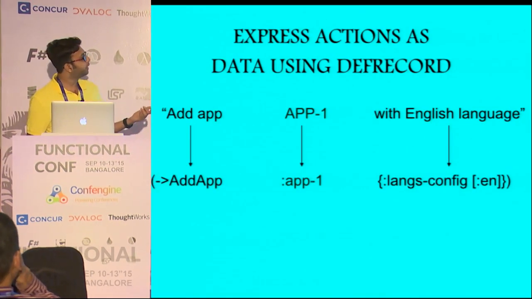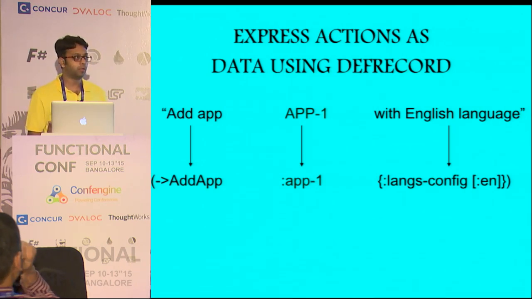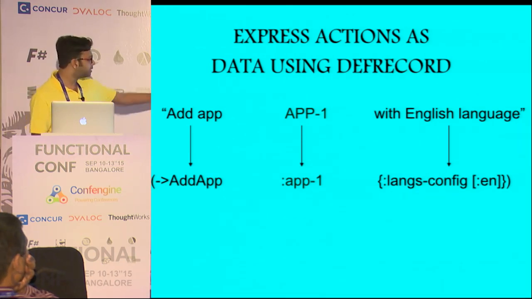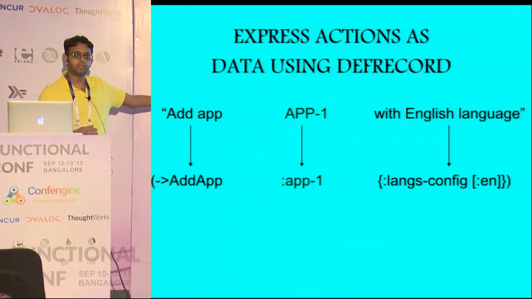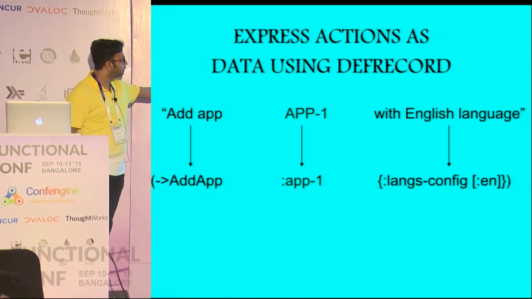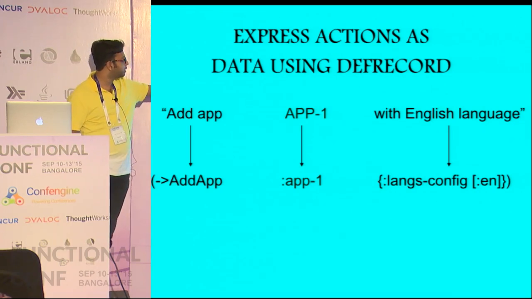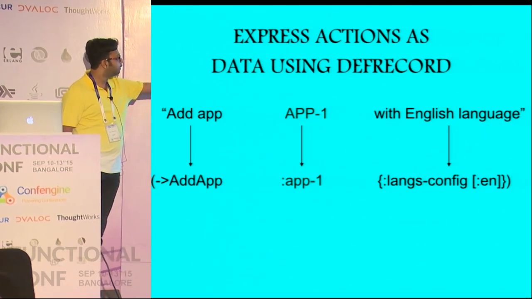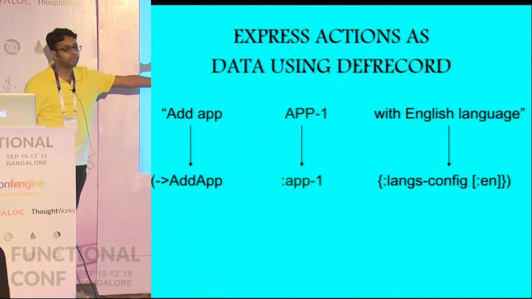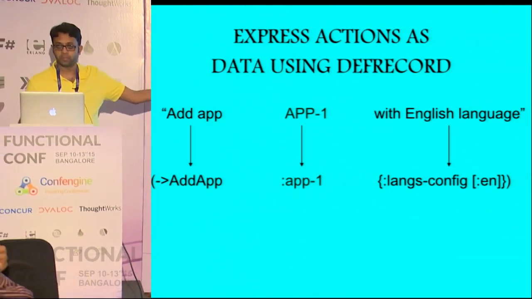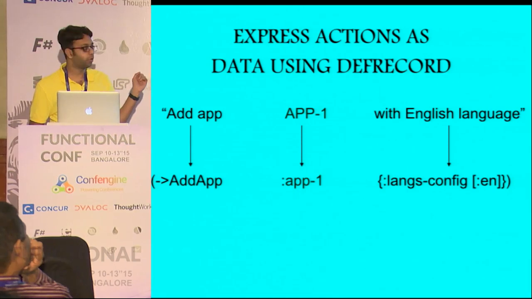So what if we could express this action that we need to do in terms of data? Here we are going to use something called def record. It's basically like a class, but without inherently having functionality built into it. Just think of it as a hash map. It's just a hash map of the constructor and the arguments to this constructor. So I'm saying there is an add app which will have app 1, and that's the hash map configuration. Does this make sense? Okay.